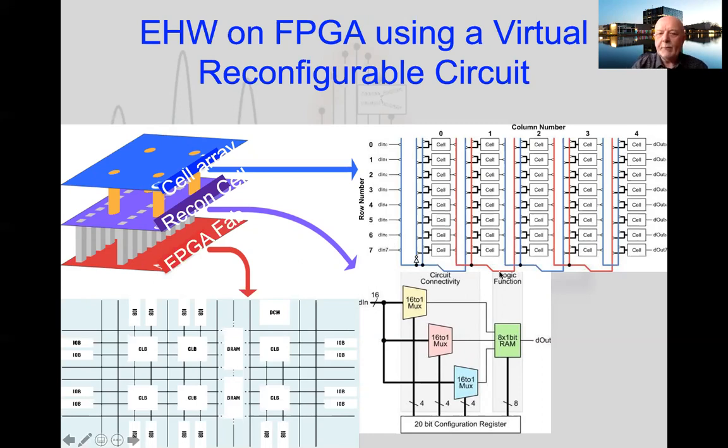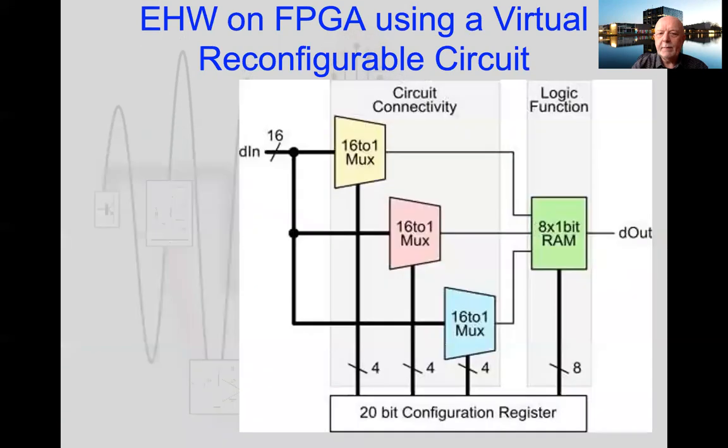So let's look at a bit more detail of these two systems. So here, as I said, we're imagining we're doing this on an FPGA. Okay, so what we're doing is we're creating a virtual reconfigurable circuit, which we can run on the FPGA. So what we've got here is our reconfigurable input. So this reconfigures the connectivity of our circuits. And we've got a block of RAM, which is actually providing our combinational circuit, our logic function within our system here.